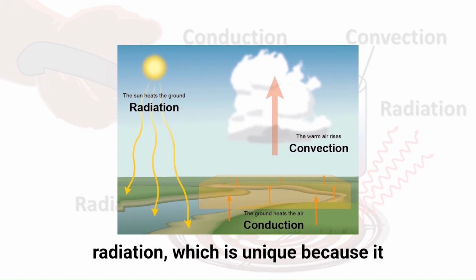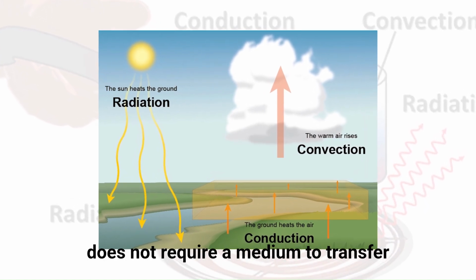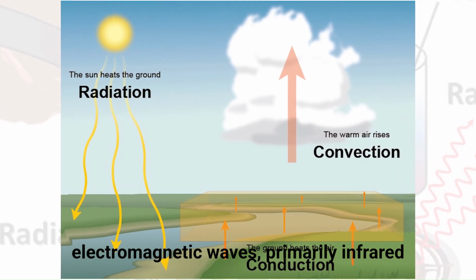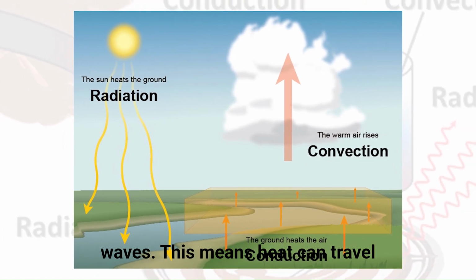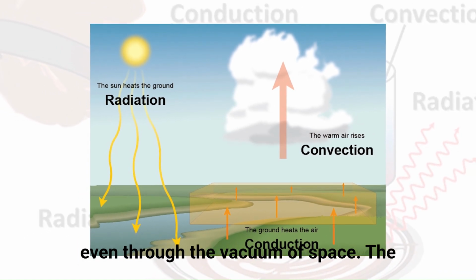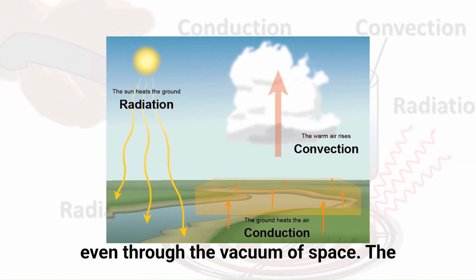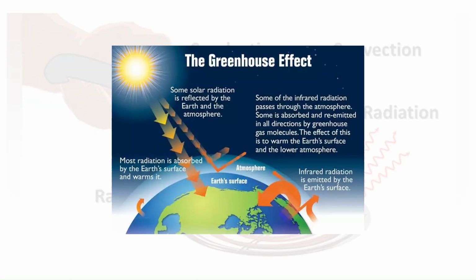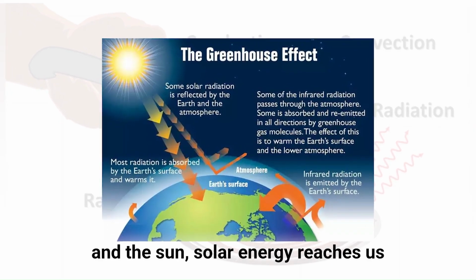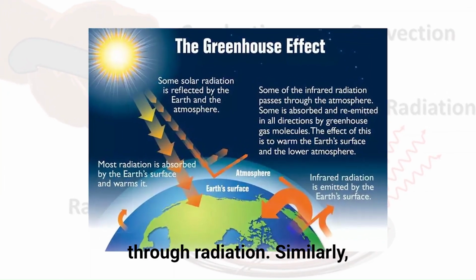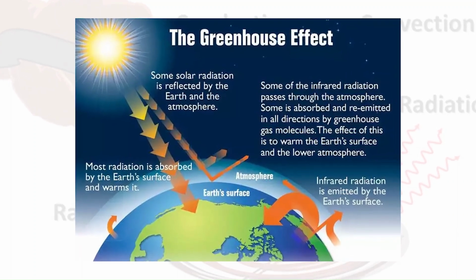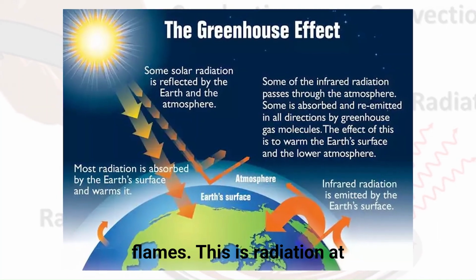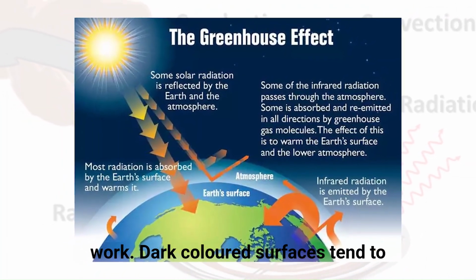The third method is radiation, which is unique because it does not require a medium to transfer heat. Radiation occurs through electromagnetic waves, primarily infrared waves. This means heat can travel even through the vacuum of space. The most common example of radiation is the heat we receive from the sun. Despite the vast distance between Earth and the sun, solar energy reaches us through radiation. Similarly, when you stand near a fire, you feel warmth without actually touching the flames. This is radiation at work.